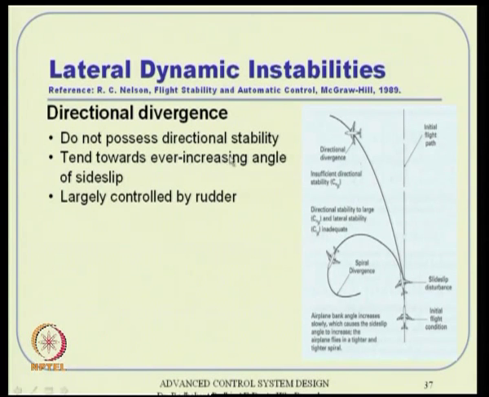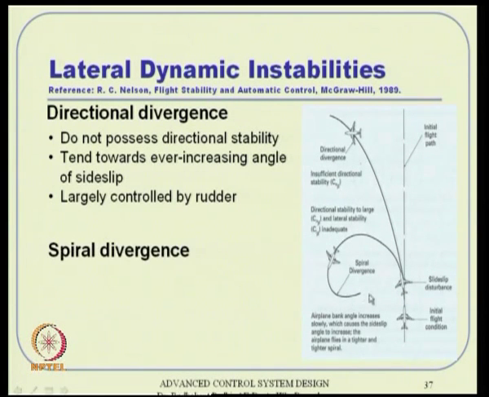The U, V, W components, remember that. So, the V component starts building up. If the V component starts building up, then the vehicle will largely deviate from its intended path. In a long duration, it is supposed to go in that direction, but it will try to deviate. And then at some point of time beta will couple with phi and then roll dynamics will start. So, that is what is called directional divergence.